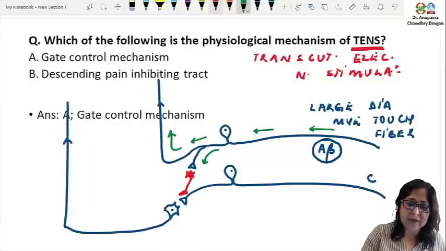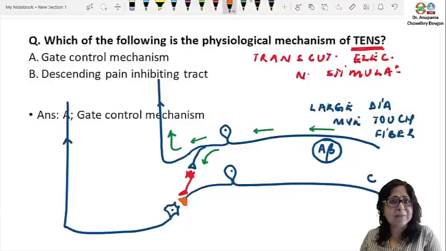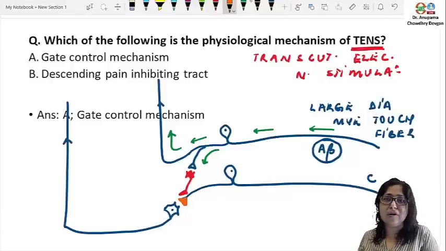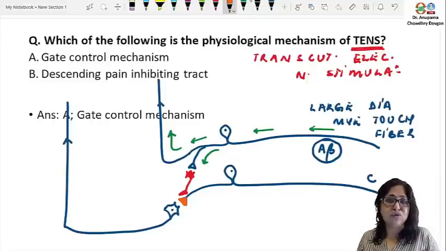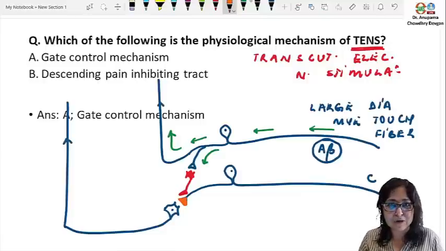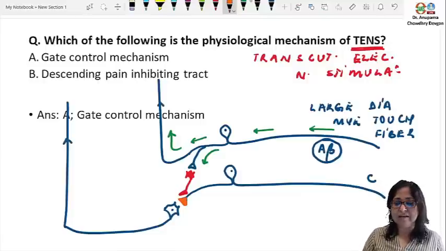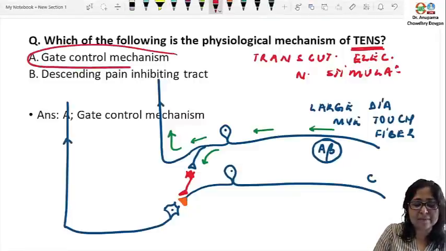The encephalinergic neuron releases enkephalin, and it now causes a hyperpolarization of the presynaptic membrane. The presynaptic membrane is the first order sensory neuron of the pain pathway. And because there is a hyperpolarization, there is a decrease in the release of the neurotransmitter. This is known as presynaptic inhibition, and this mechanism is known as the gate control mechanism.